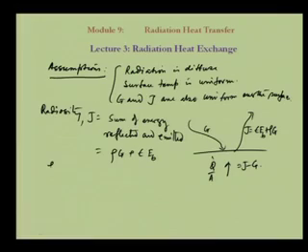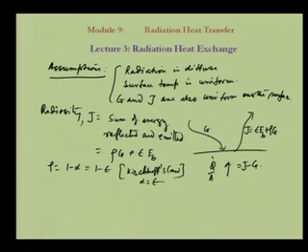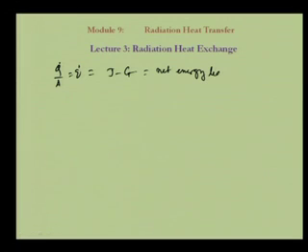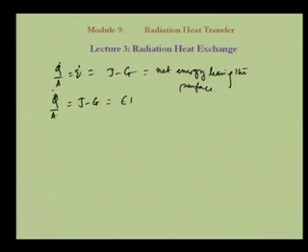Okay. Now, rho is equal to 1 minus alpha, and that is also 1 minus epsilon, provided Kirchhoff's law holds. According to Kirchhoff's law, alpha is equal to epsilon, that we have seen in the last lecture. Then we can say that J is equal to epsilon E b plus 1 minus epsilon into G. Now, if we carry forward this derivation, Q dot by A, the net energy, is equal to J minus G, that is the net energy leaving the surface.